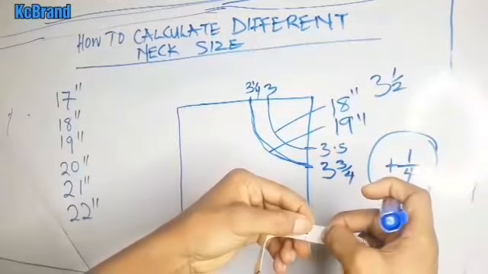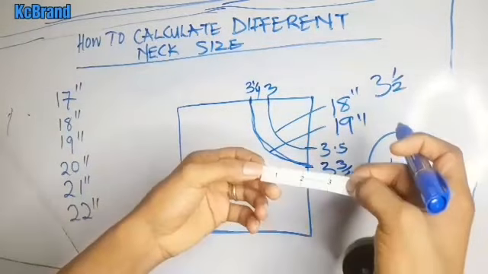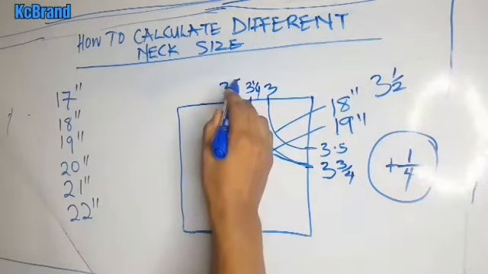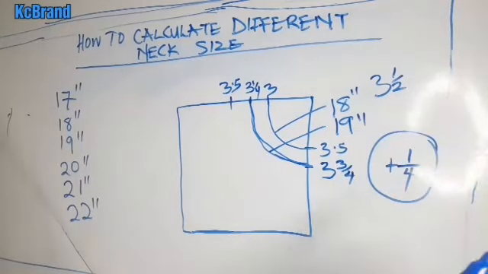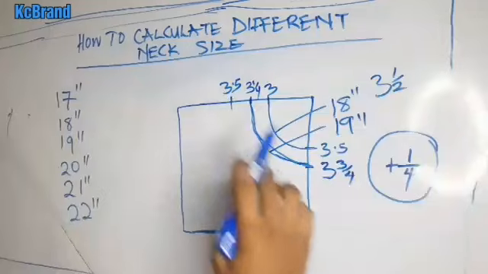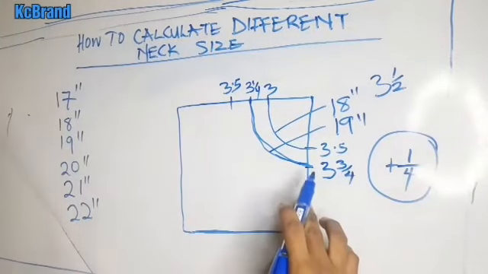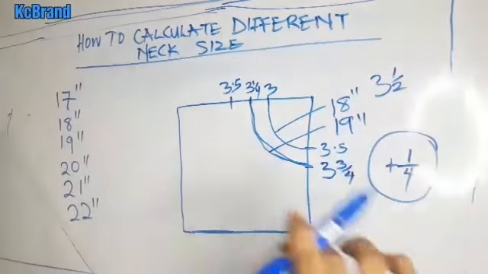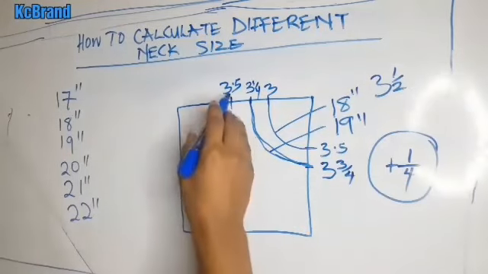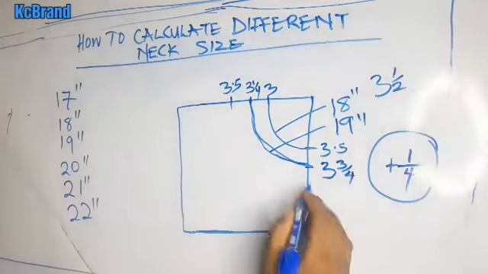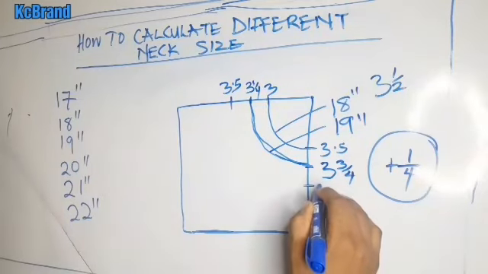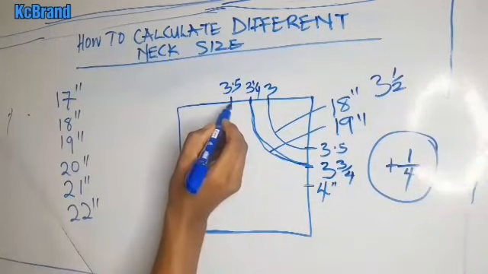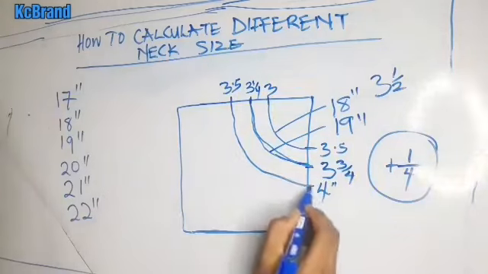3.25 plus 1/4 inch will give you 3.5. So you come here, you put 3.5. Like I said, whatever you have here, at the side of it, just add 1/2 inch to it. Since we are having 3.5 here, by the time we add our 1/2 inch, we'll be having 4 inches here. So you curve from your 3.5 to 4 inches.